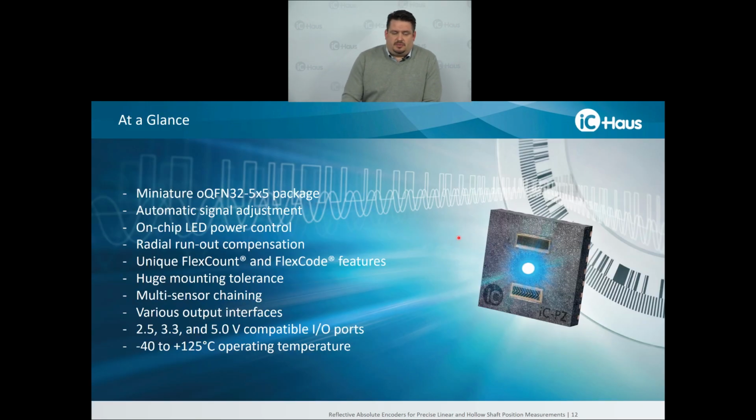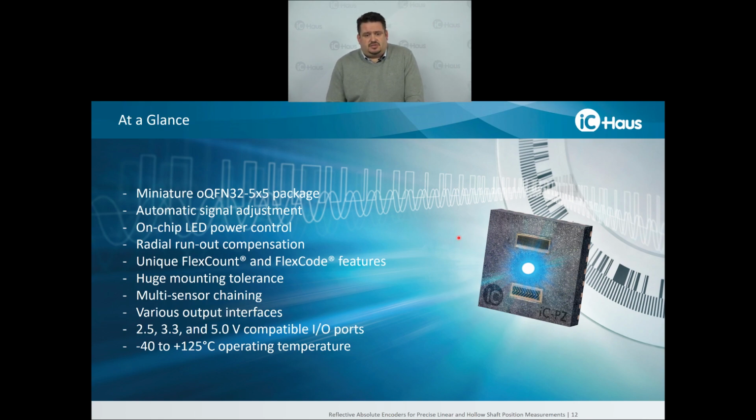So let me summarize just quickly the unique and special features. So we have a small package, a standard OQFN 32 5x5, which can be soldered in a standard SMT process. We have a huge functionality of automatic signal adjustment on chip, including the LED power control that we have if there is some deviation in the air gap of the system.